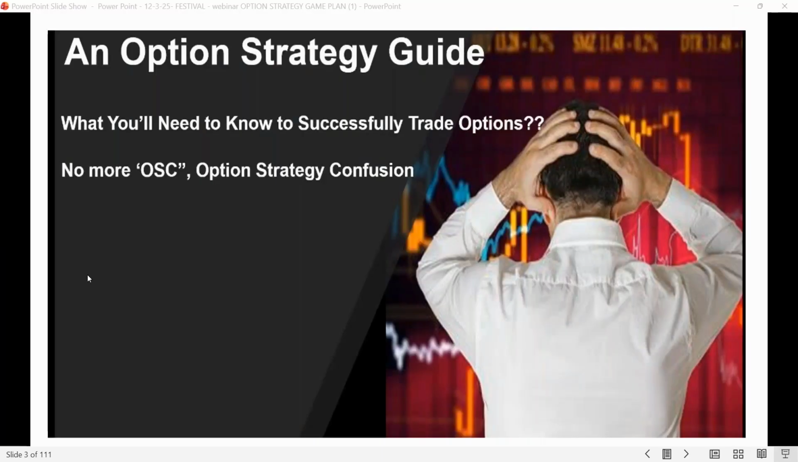When we look at options, it really comes down to knowing what option strategy to use in the right circumstance of the market. So we're going to start out with a brief option guide I put together. We'll go through that, and then I'm going to show you some different option strategies and examples of when to use these strategies.